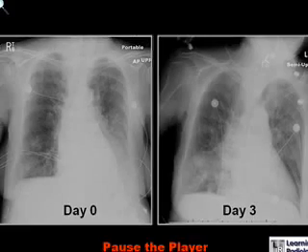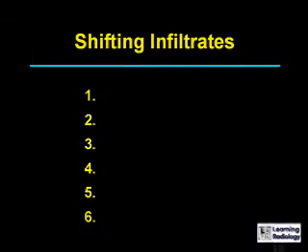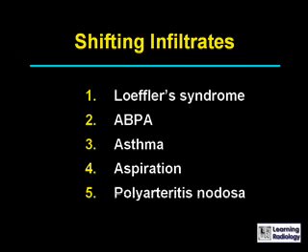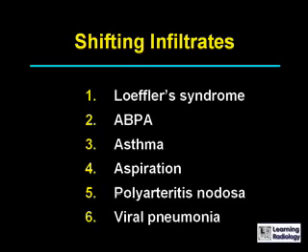This is the next differential. Pause the player. The differential is for shifting infiltrates. There are 6 main causes. Pause the player. The causes of shifting infiltrates in the lung include Löffler syndrome, allergic bronchopulmonary aspergillosis, asthma, aspiration, polyarteritis nodosa, or viral pneumonia.